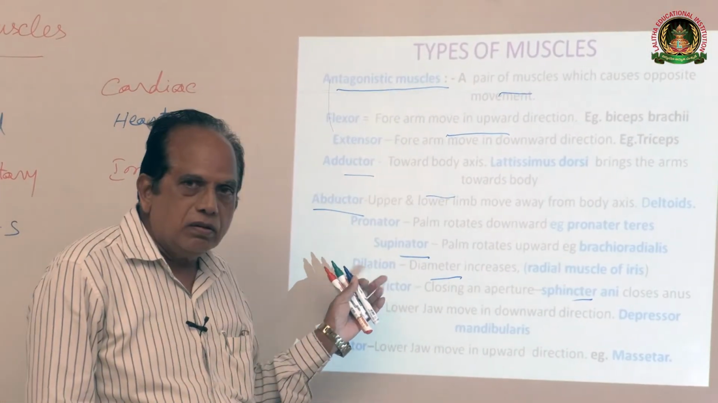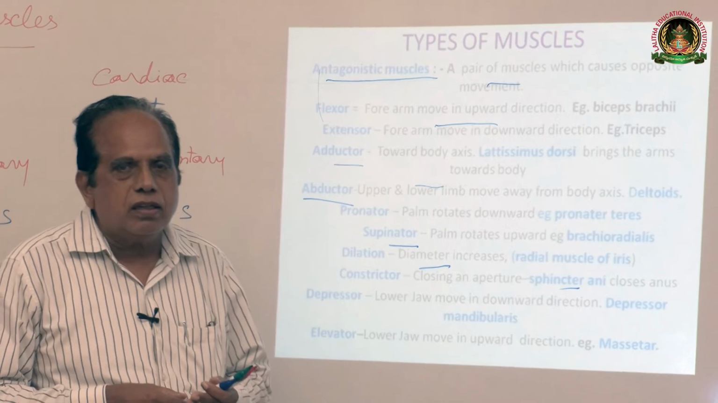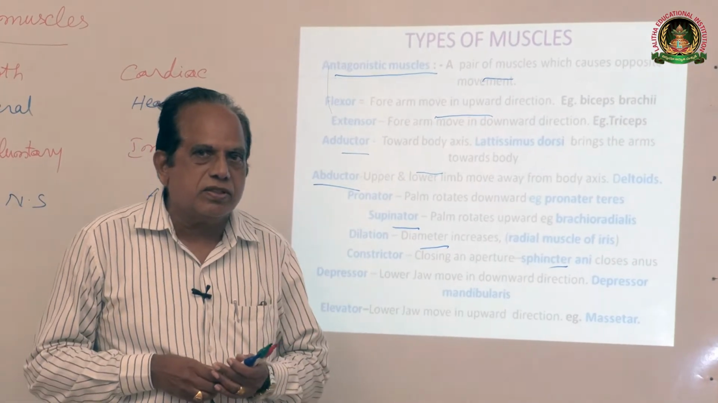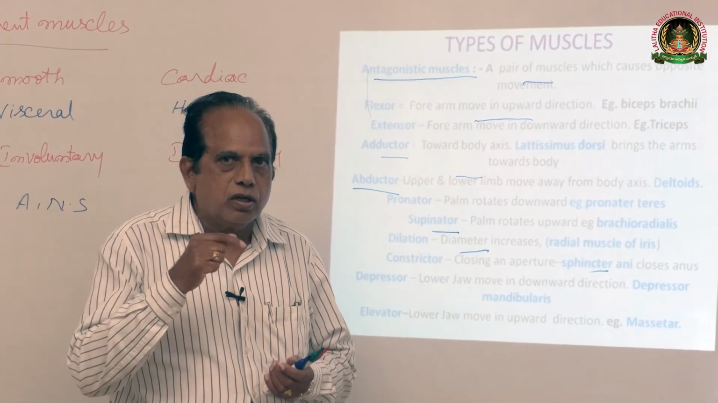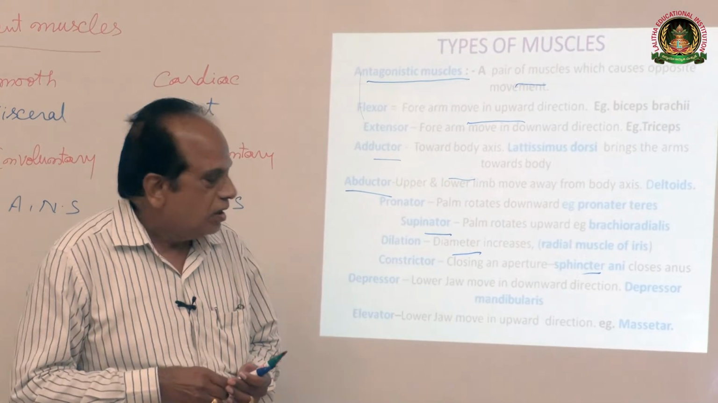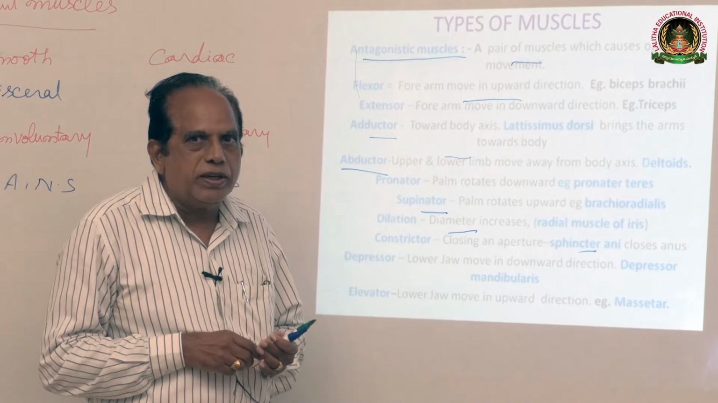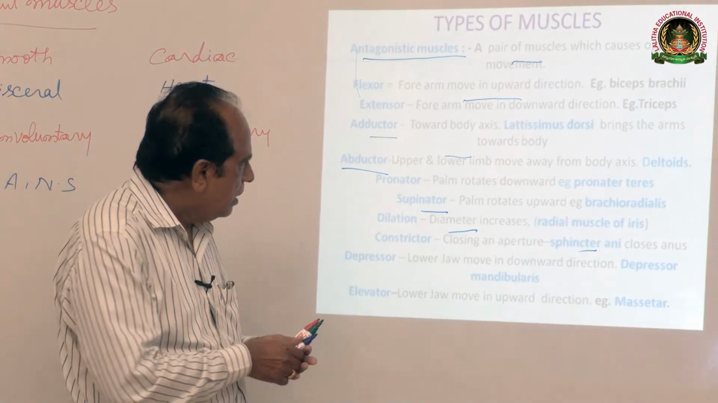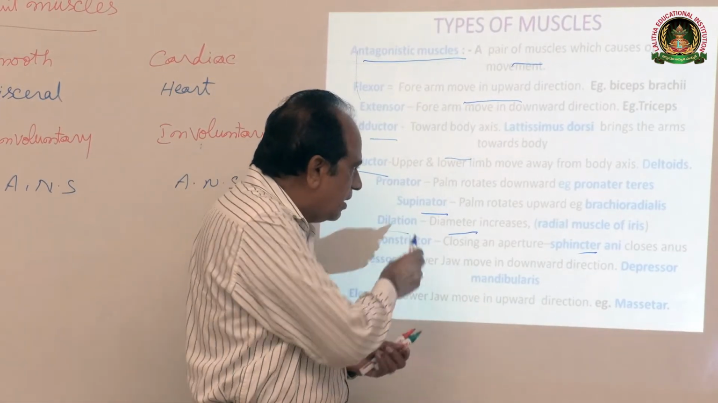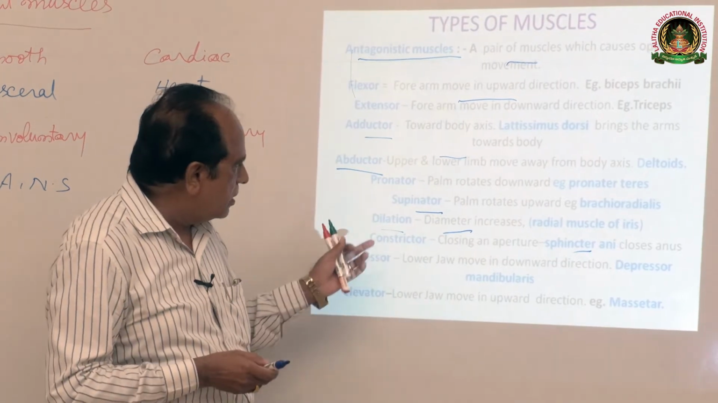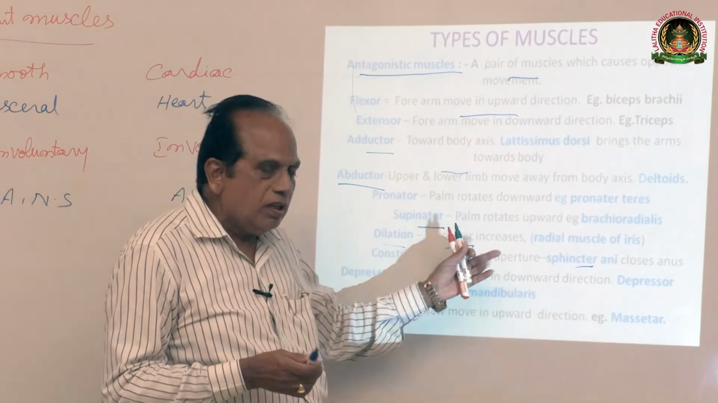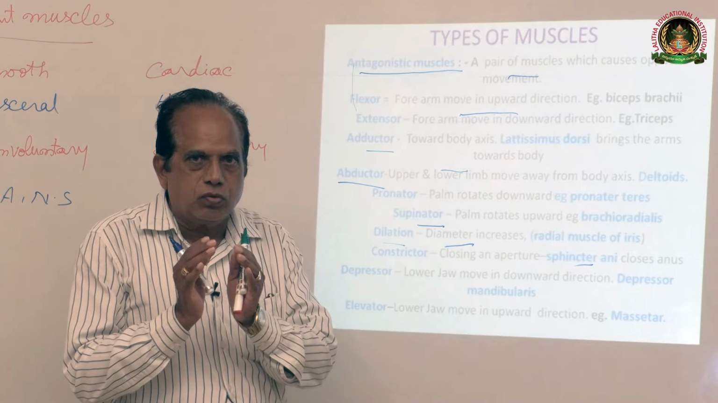Then dilation. We know that internal organs are provided with sphincter muscles. Circular smooth muscles are referred to as sphincter muscles, which are present around the openings of certain ducts. If that sphincter muscle dilates, it is what we refer to as dilation, because of which the diameter of that opening increases.